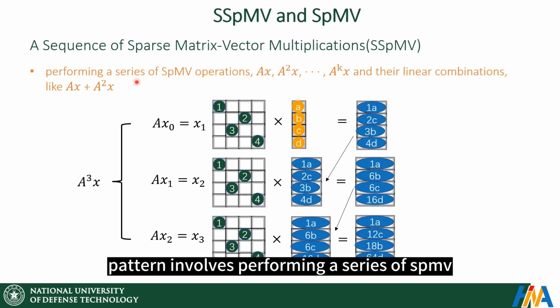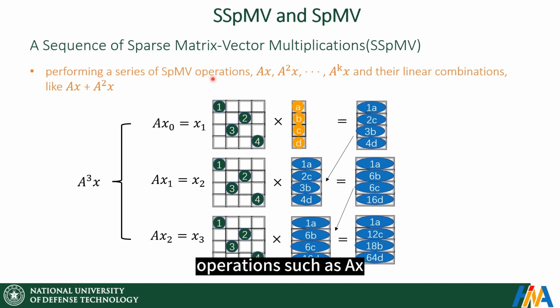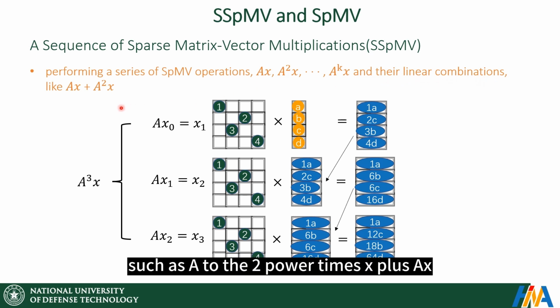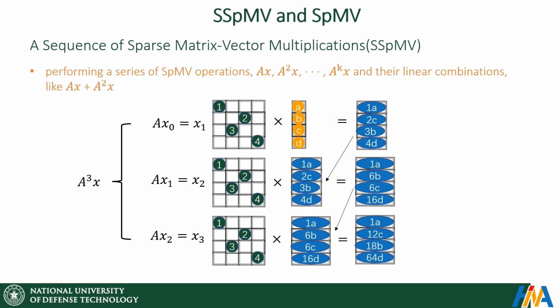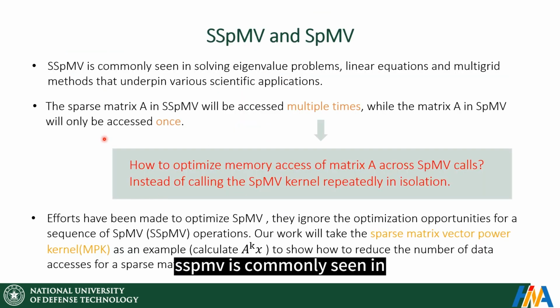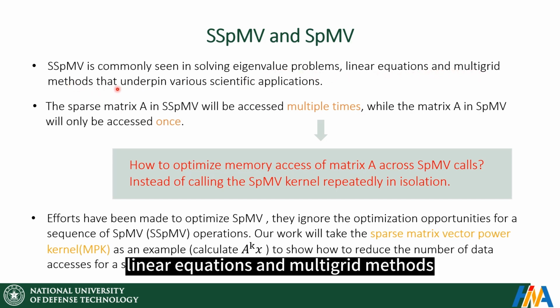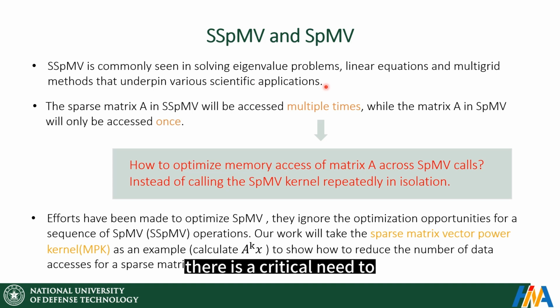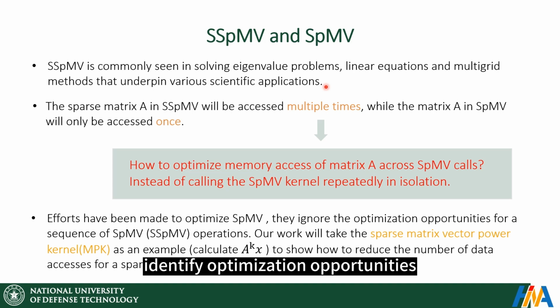A double SpMV pattern involves performing a series of SpMV operations, such as AX, A to the 2 power times x, and A to the k power times x, and their linear combinations, such as A to the 2 power times x plus Ax. Note that the same sparse matrix A is reused across invocations. Double SpMV is commonly seen in solving eigenvalue problems, linear equations, and multigrid methods that underpin various scientific applications. Given its importance in scientific computing, there is a critical need to identify optimization opportunities.